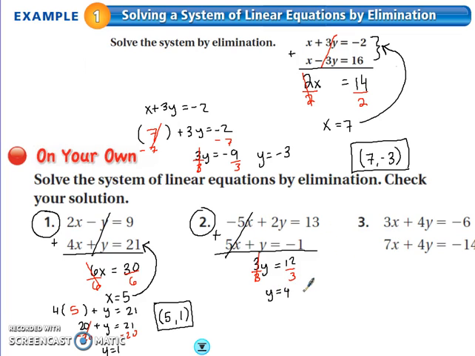Of course, I need to find x. I'm going to plug this into the most simple equation. I prefer the second one. So I have 5 times x plus y is equal to negative 1, and y here is positive 4. Subtracting 4 from both sides, I find that 5x is equal to negative 5, and dividing by 5 on both the left and the right, I find that x is equal to negative 1. So my x value is negative 1 and my y value is positive 4, giving me a point of intersection that is (negative 1, 4).